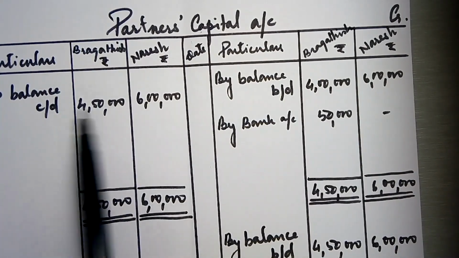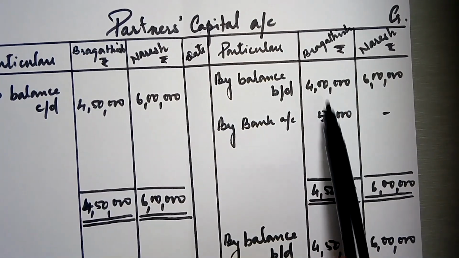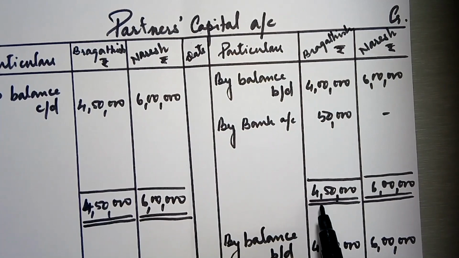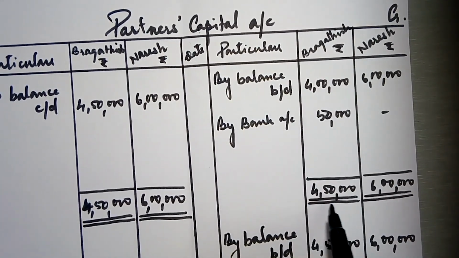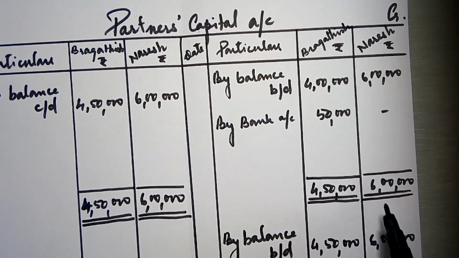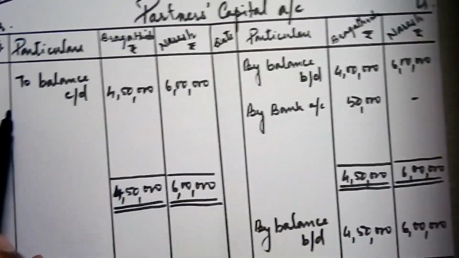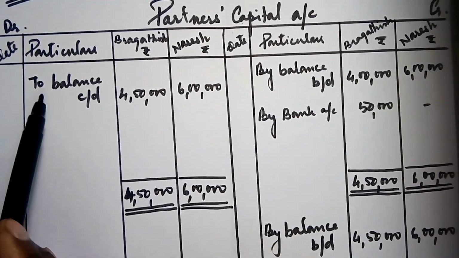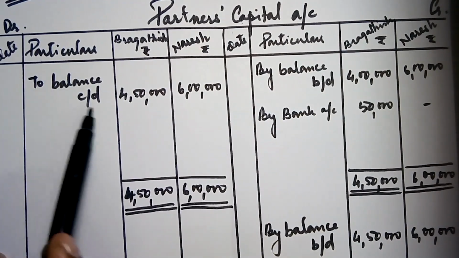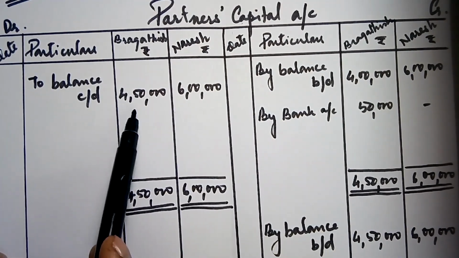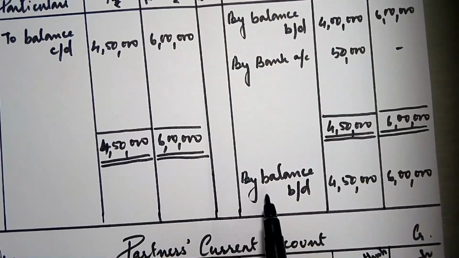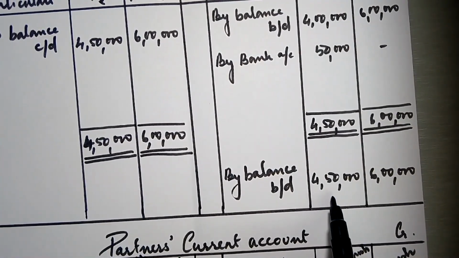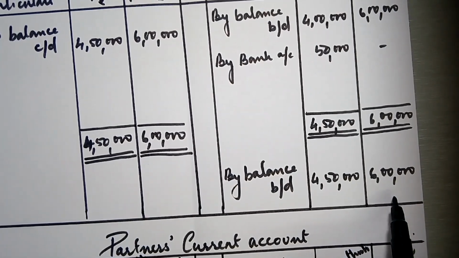Then this side you do not have anything. So what you do, you add up everything and you total up and put it down over here. So for Pragatish it is 4,50,000. For Naresh it is 6 lakh. Now this you bring to the debit side as to balance CD. Bring the total over here, 4,50,000 and 6 lakh. Total up over here. And then you get the by balance BD, 4,50,000 and 6 lakh.